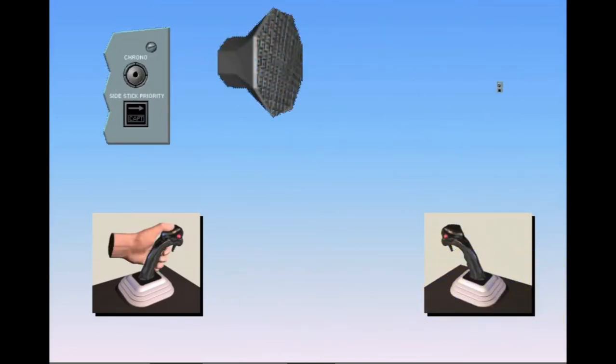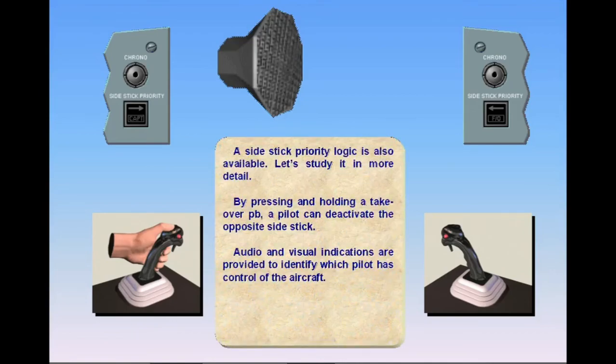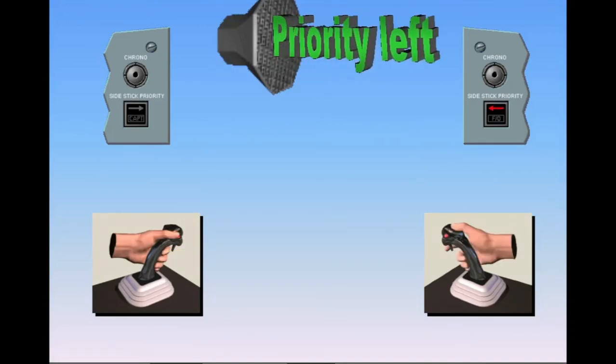A side stick priority logic is also available. Let's study it in more detail. By pressing and holding a takeover push button, a pilot can deactivate the opposite side stick. Audio and visual indications are provided to identify which pilot has control of the aircraft. You are sitting on the left. Take priority. Priority left. You heard the audio warning.